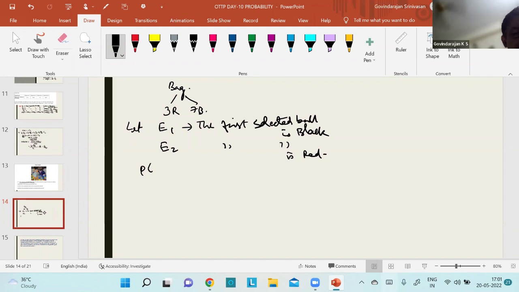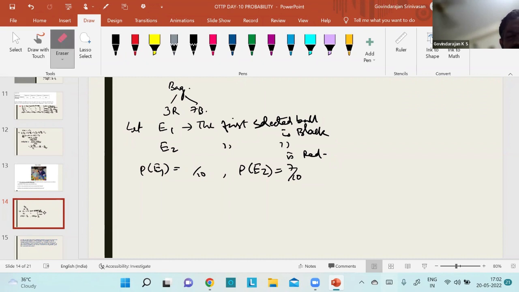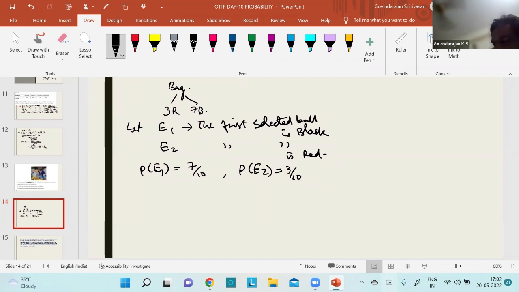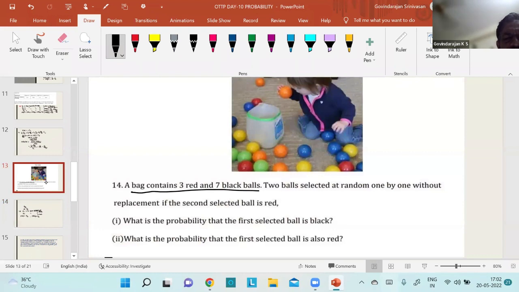So the probability of E1 is equal to 7 by 10, and the probability of E2 is equal to 3 by 10. Oh, sorry, E1 is the first black ball, so it is 7 by 10, and this is 3 by 10. E1 is first selected ball is black color, right? 3 red and 7 black.